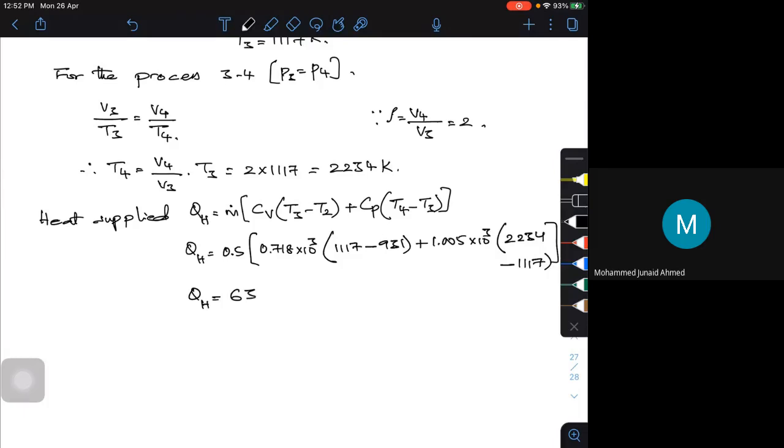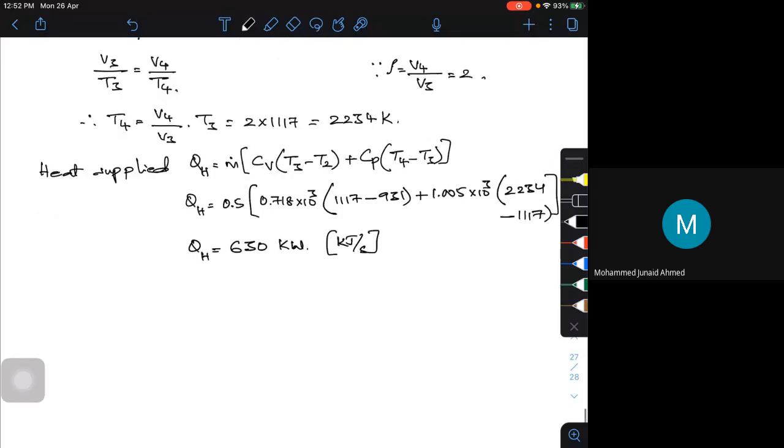630 kilowatts directly. It's directly in kilowatts because I am multiplying by the mass flow rate, which is 0.5 kg per second. Otherwise, I would have got kilojoules per kg. So kilojoules per kg into kg per second becomes kilojoules per second. So this is the first one, I got the second quantity, that is the heat supplied.